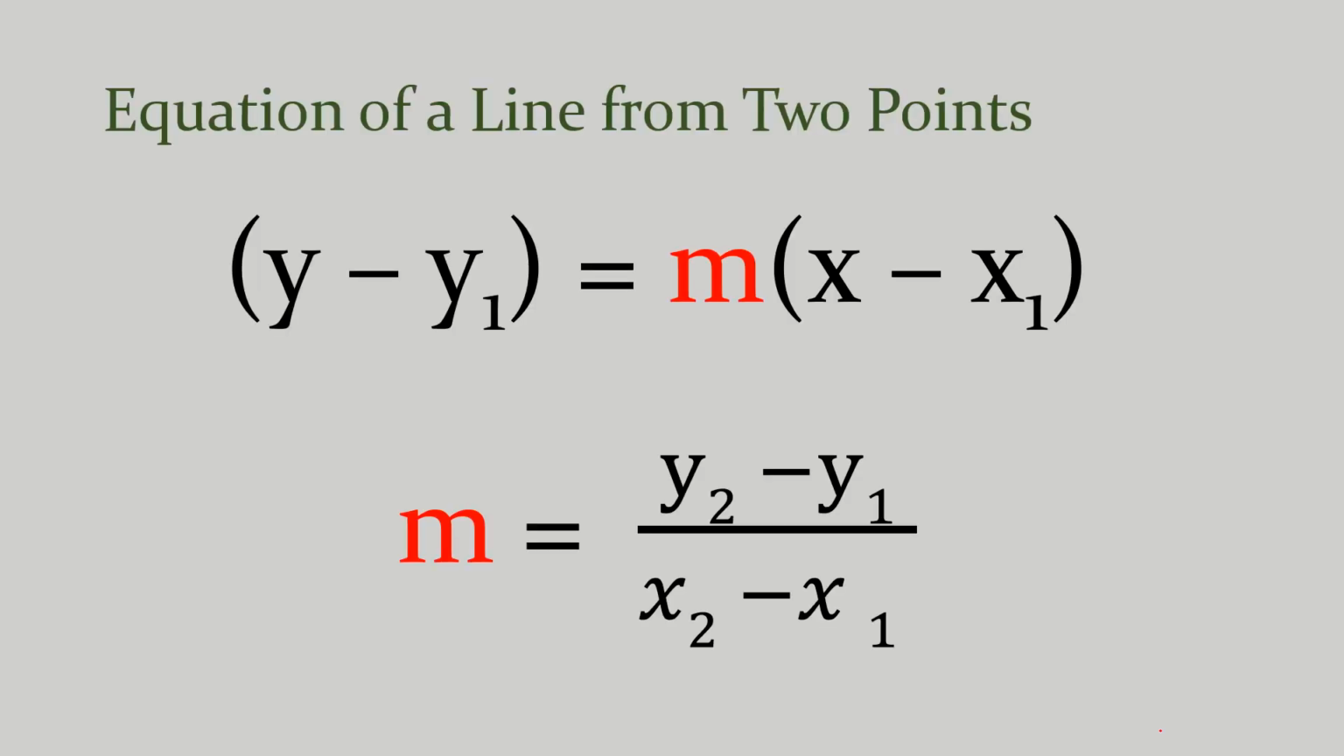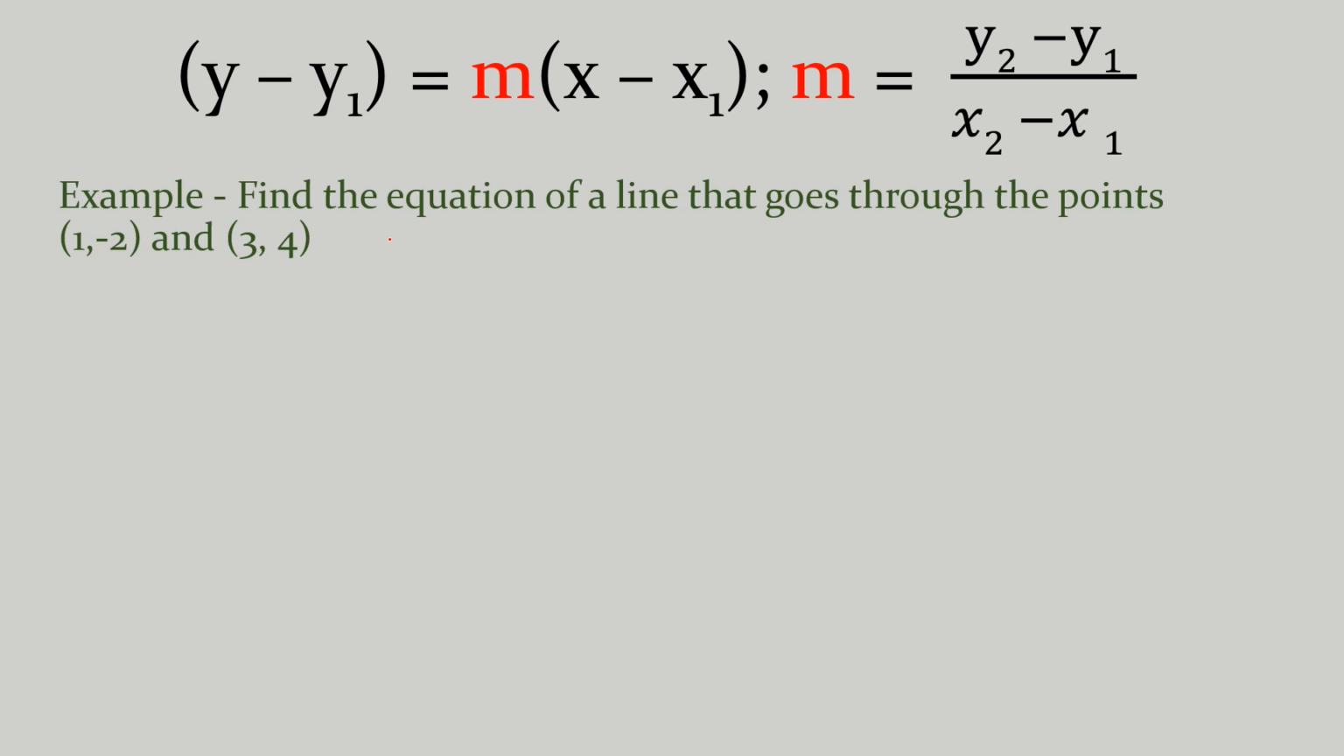Now our final case is going to be if instead of giving you a slope and a point or an intercept, they just give you 2 points. In that case, we have to combine the slope equation with the point-slope equation. So in this example, let's say they ask us to find the equation of a line that goes through the points 1 comma -2 and 3 comma 4.